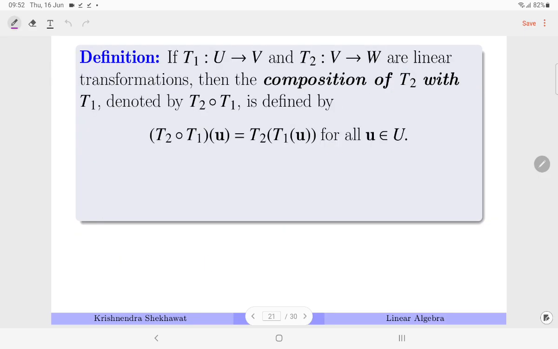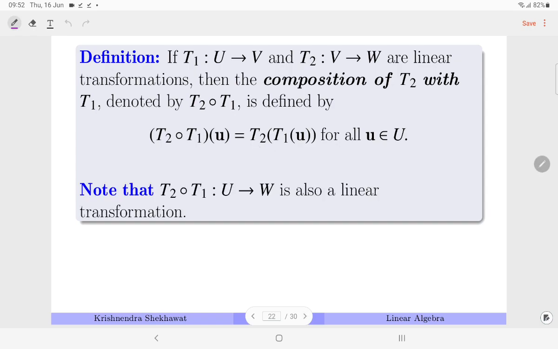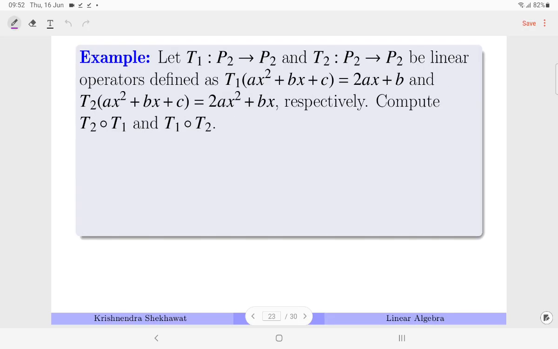Okay, let's move further. Next is the composition of two transformations, which works the same as we define the composition of two functions. So T of T1 u is the same as T2 of T1 of u, and it's very easy to verify that T2 of T1 always forms a linear transformation. Let's quickly try to compute T2 of T1.